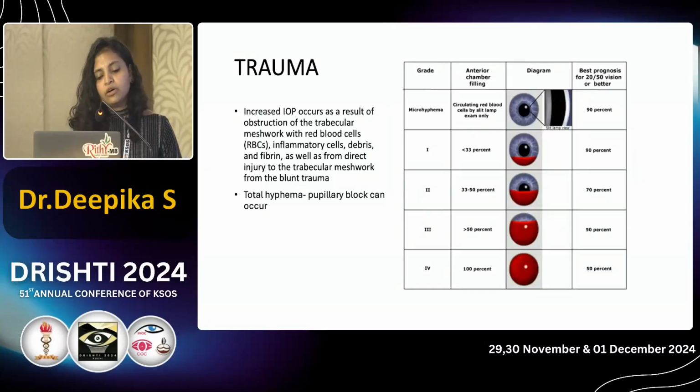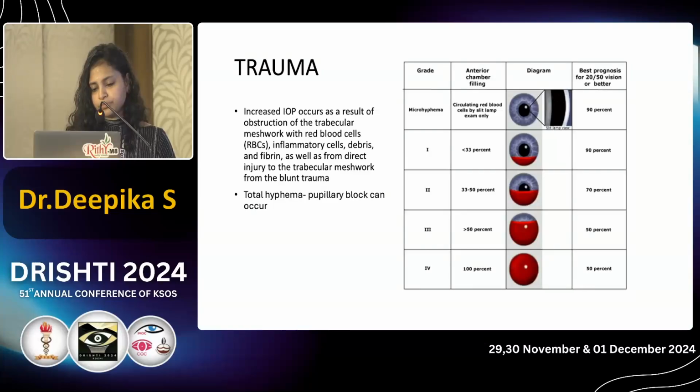Coming to trauma, especially blunt trauma, there is hyphema, where there are dispersed RBCs in the anterior chamber, which can clog the trabecular meshwork directly, or the inflammatory debris and the fibrin can clog the trabecular meshwork, or there can be a direct injury to the trabecular meshwork, which can increase the IOP. There can be many mechanisms, but the patient presents with acutely high IOP and a loss of vision. In hyphema, the prognosis depends upon the level, the grade of hyphema. Sometimes there is a total hyphema, which can again cause pupillary block and angle closure type of glaucoma as well.